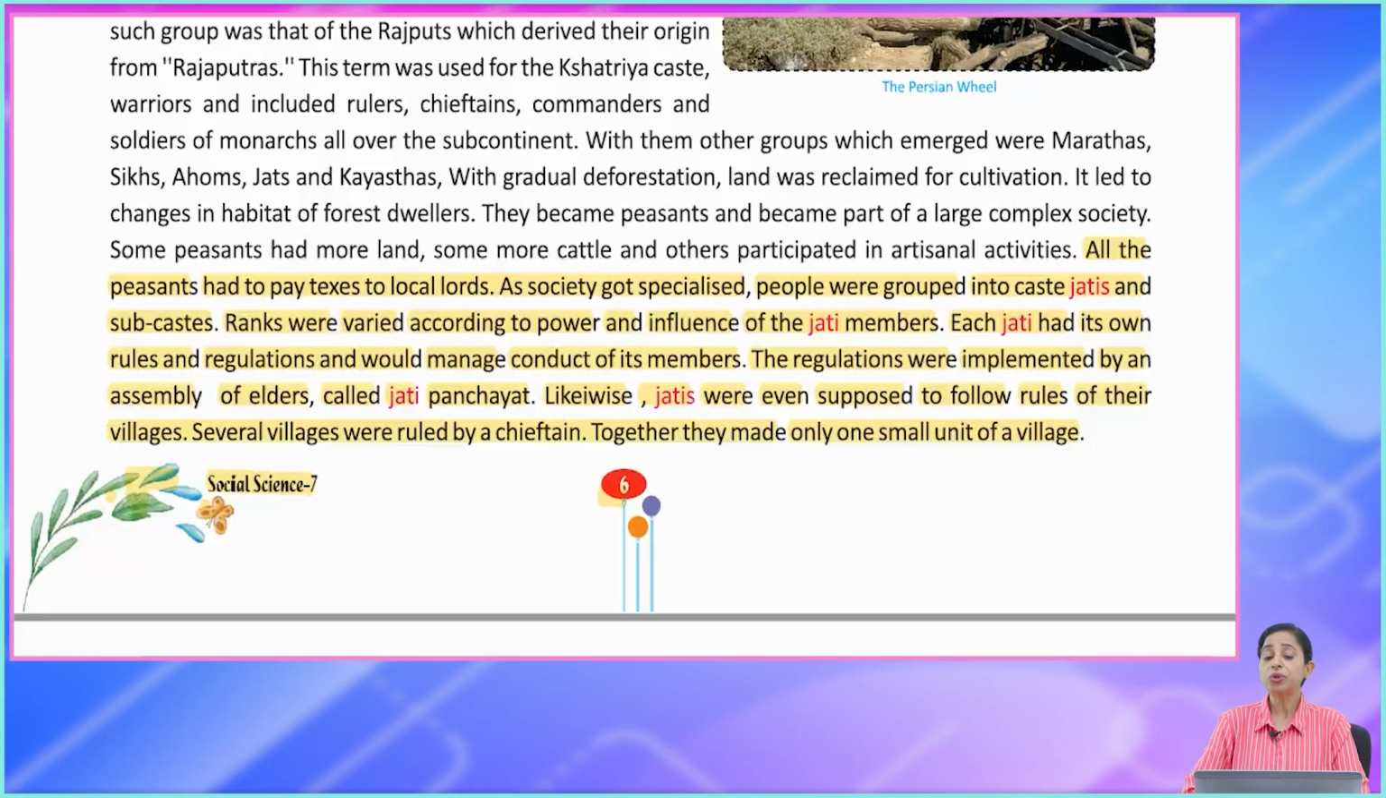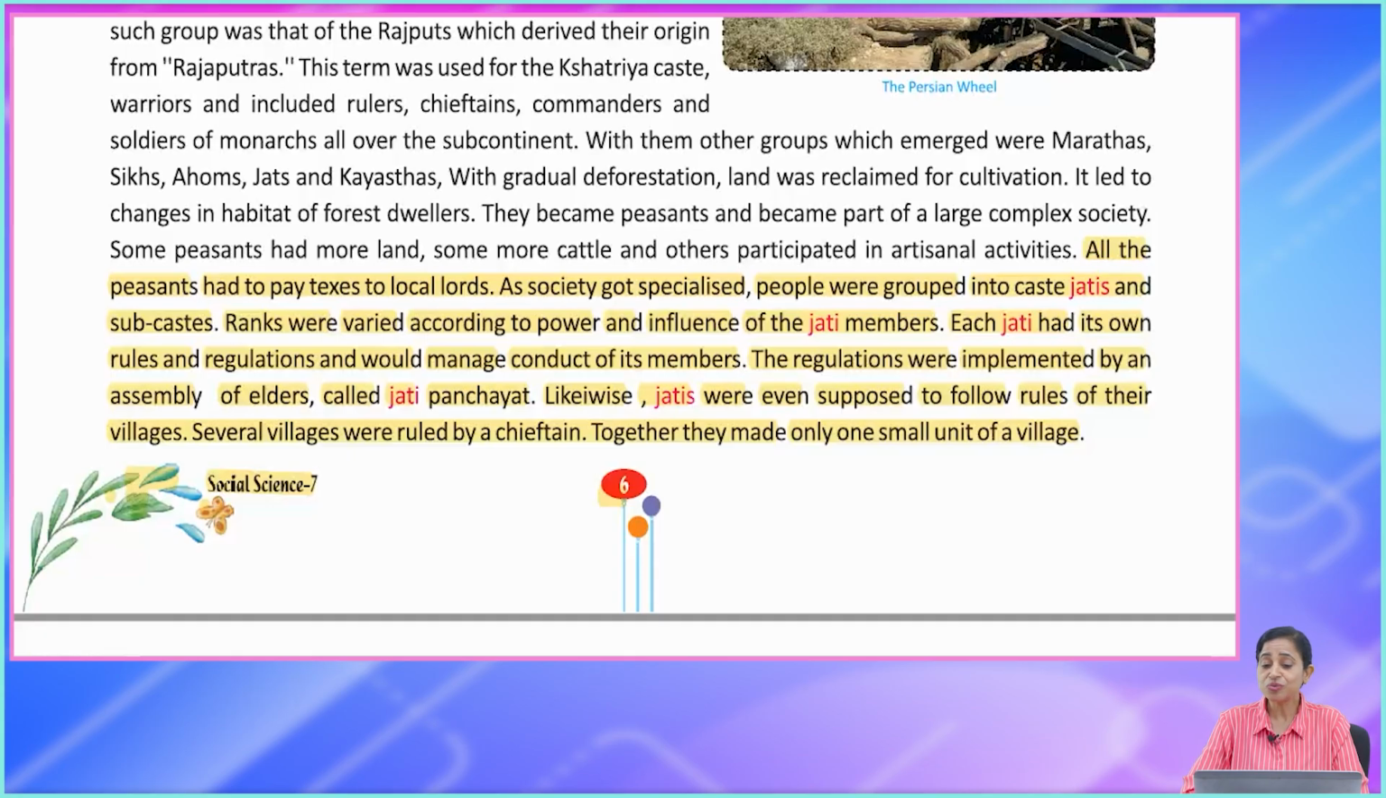As society got specialized, people were grouped into castes, jatis and subcastes. Ranks varied according to power and influence of the jati members. So whatever rank was given was according to their level and their power. Each jati had its own rules and regulations and would manage conduct of its members. The regulations were implemented by an assembly of elders called Jati Panchayat.